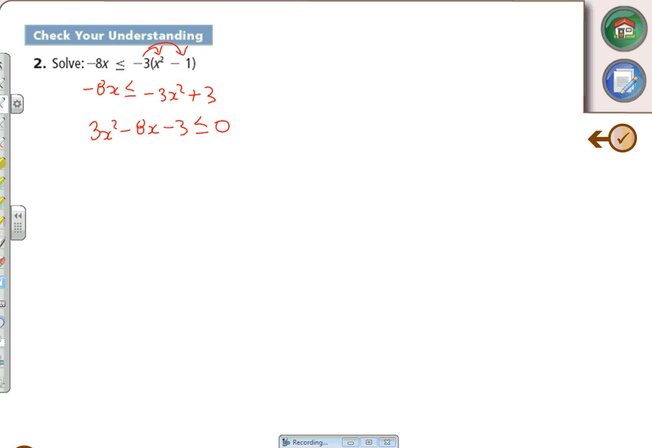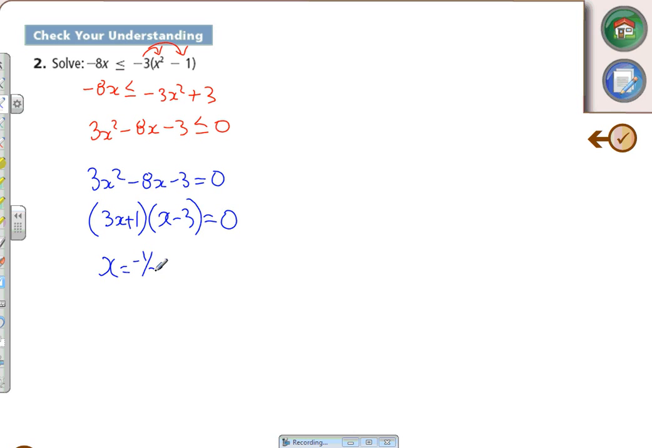To carry on from here, we're going to change that into an equal sign. So 3x squared minus 8x minus 3 equals 0. Factor it. Hopefully by this point in the course, you're very quick on your own factoring. If not, please be practicing that. So x is equal to negative 1/3, or x is equal to 3. There's our two critical values.